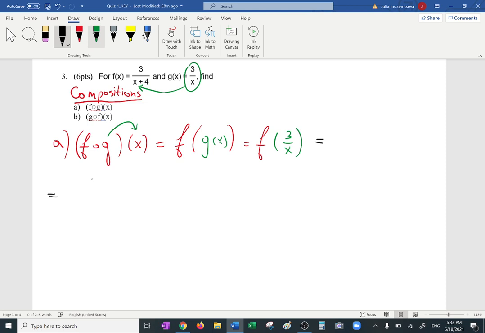My f says 3 divided by the input plus 4. But my new input is 3 over x, which is the function g. So that's what I'm going to do. And that, technically speaking, is the answer.